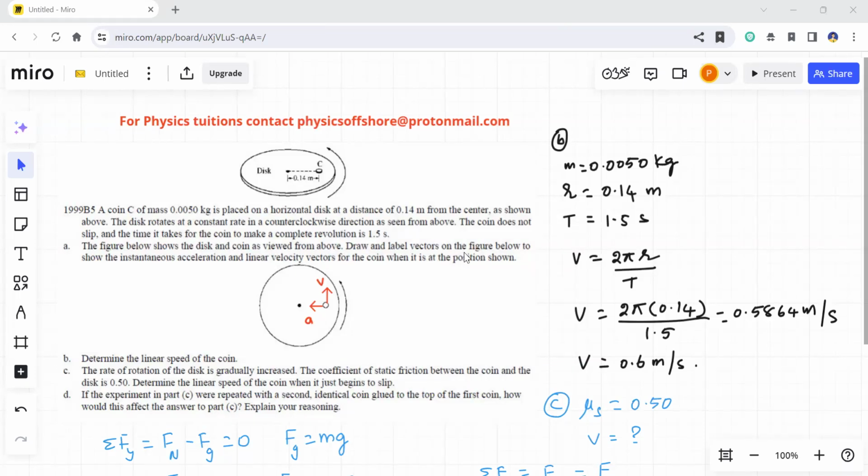Draw and label vectors on the figure below to show the instantaneous acceleration and linear velocity vectors for the coin when it is at the position shown. Part B. Determine the linear speed of the coin.